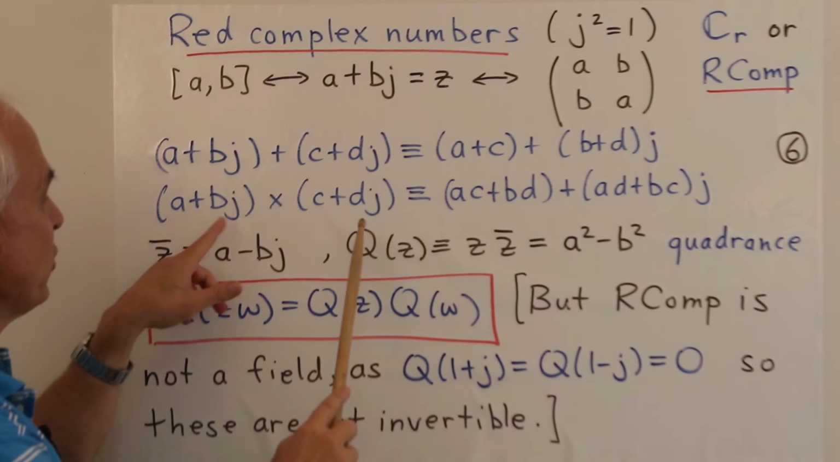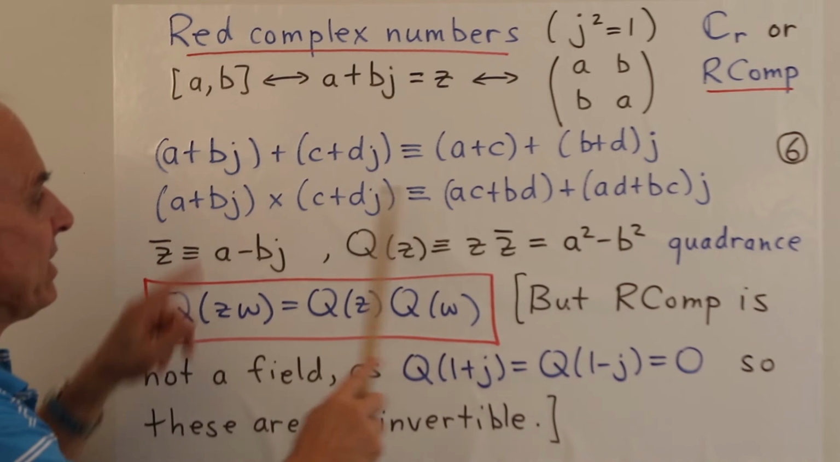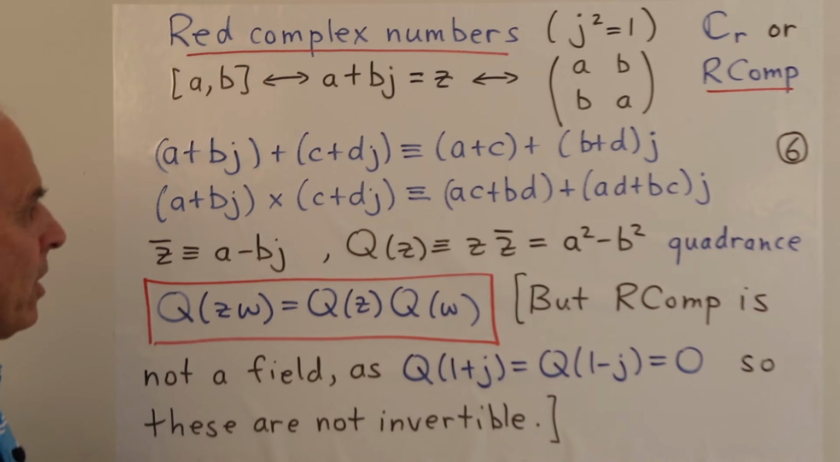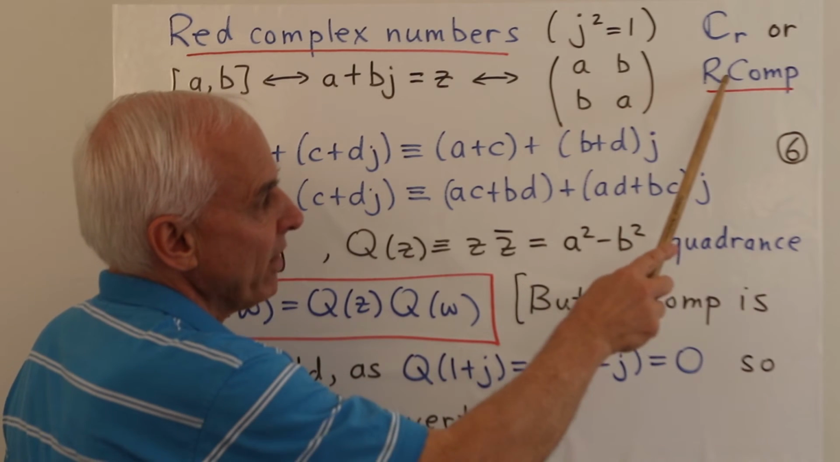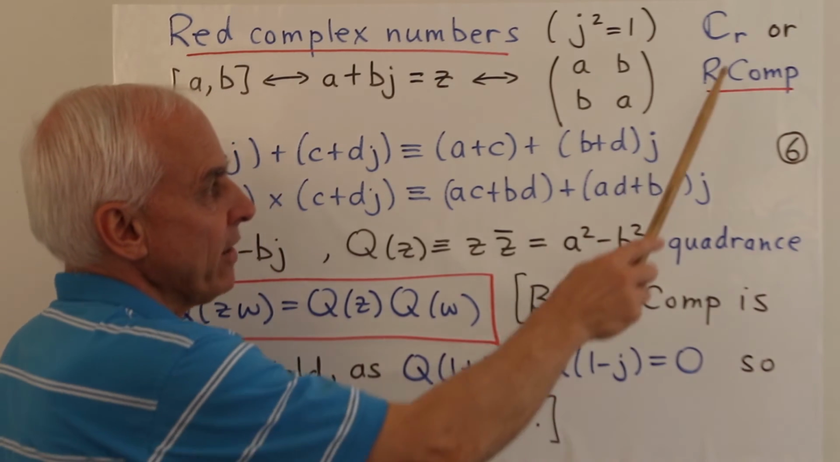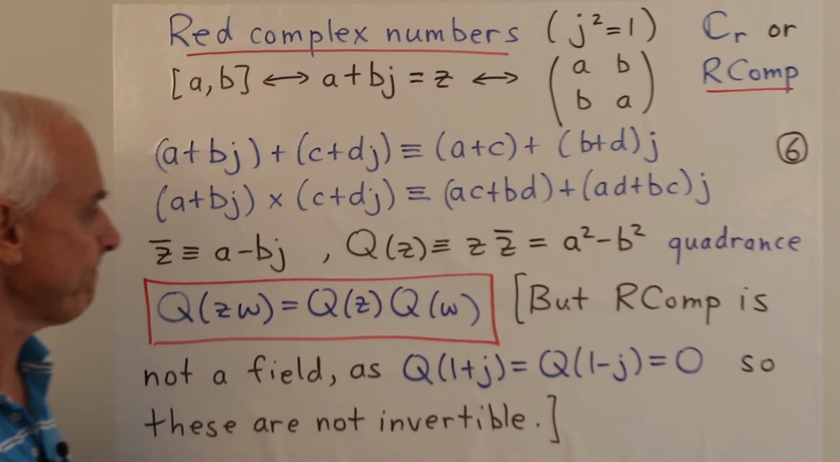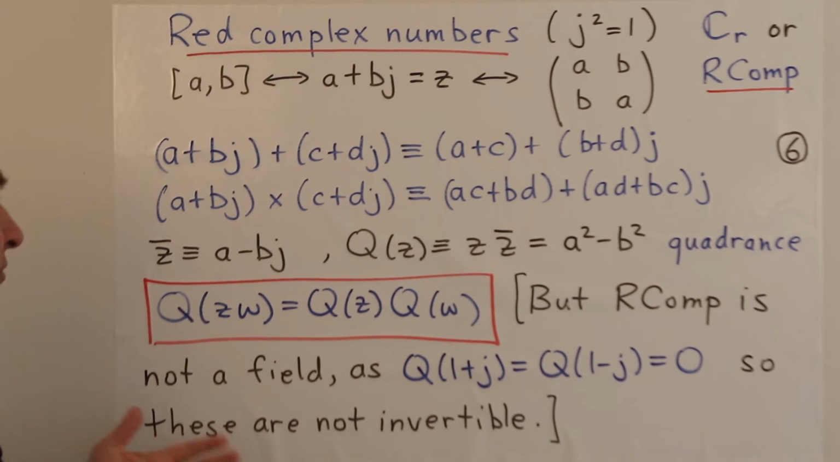And the coefficient of j is ad plus bc, as it is in the i story. So we might call these the red complex numbers, maybe denoted by something like that, or if you're working traditionally, C with a small r underneath it. Okay, what about the rest of the theory?